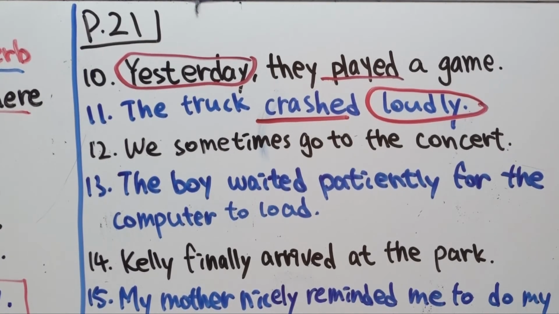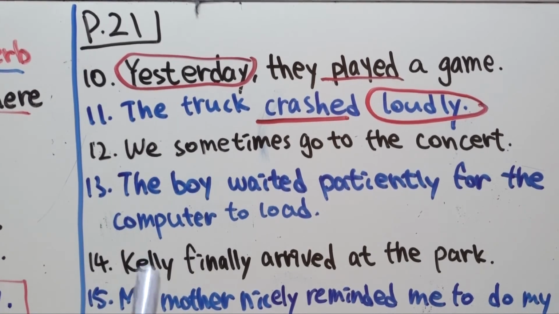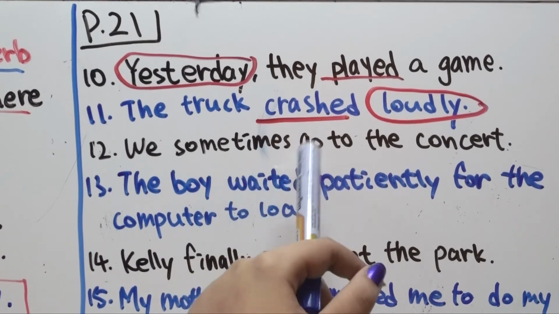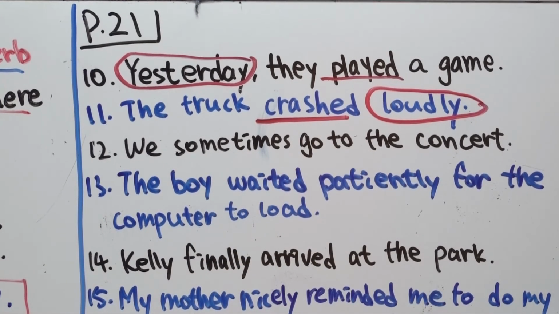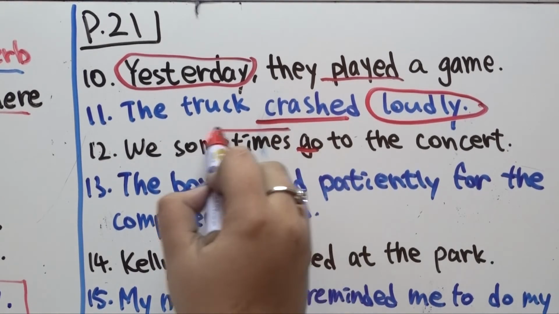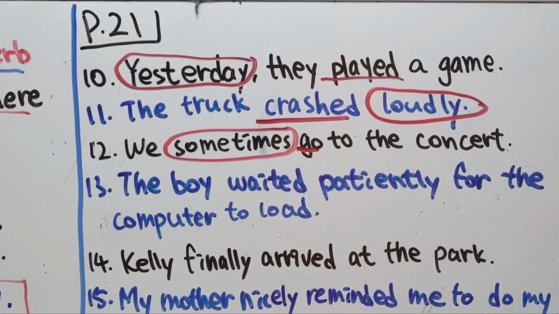Smart. Let's look at number 12. We sometimes go to the concert. Which one is the action here? The action is go. Smart. Which one is the adverb describing this action, go? To the concert or sometimes? Sometimes, because it tells us when this action happens. Yeah?